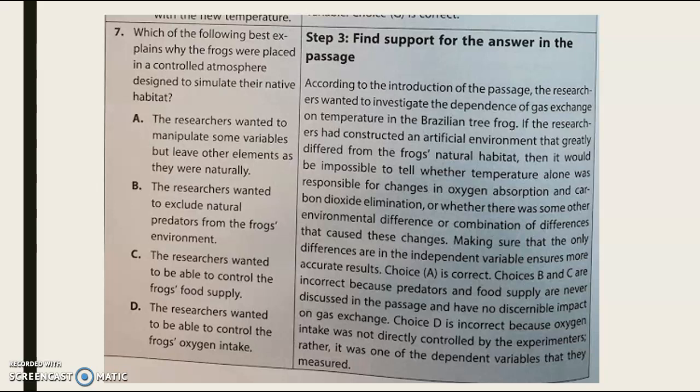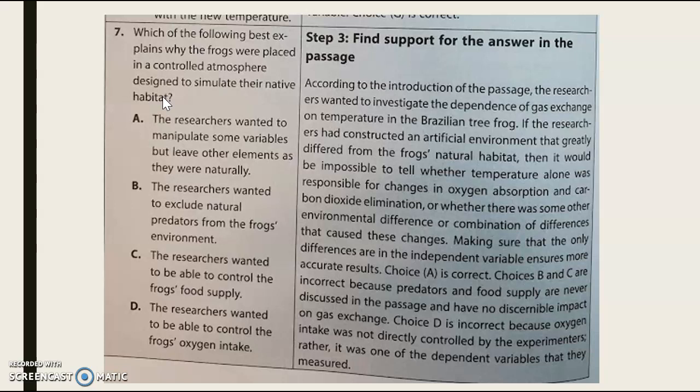Last question, number 7. Which of the following best explains why the frogs were placed in a controlled atmosphere designed to simulate their native habitat? So here is my thought process as I read through question 7 here. We're putting them in a controlled atmosphere. That means that we can control some things about that atmosphere. And we want the frogs to kind of be comfortable and behave as they would in their normal habitat. So we do want to try to make this atmosphere mimic where they actually live, and maybe even get the frogs tricked into thinking they're at their home place so that they behave naturally and other bodily processes aren't changed.